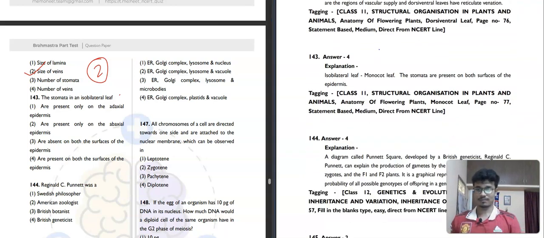Let's see what it is saying. It is saying that the stomata in an isobilateral leaf are present only on the adaxial epidermis, or are present on the abaxial epidermis. Ab means base, so abaxial means down, and adaxial means up. Okay, this is the adaxial, this is the abaxial. Or are absent on both surfaces, or are present on both surfaces. So in isobilateral, the name itself suggests a monocot leaf, the stomata are present on both surfaces of the epidermis. The fourth option is our correct answer. Then question number 144.